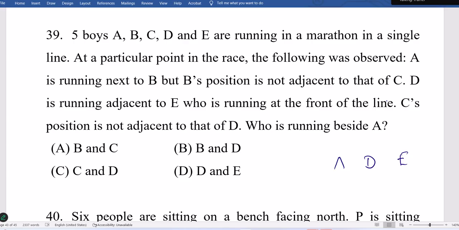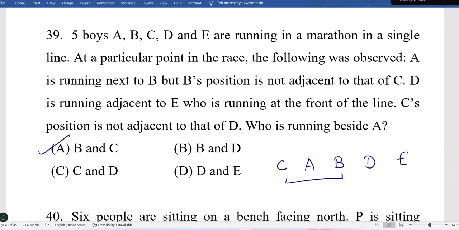So B after A. I think this will be who is running beside A, is B and C. I think this is what's suitable if we can observe. Right? E is running front of the line. B is adjacent to E. B is not adjacent to C, but A is running next to B, after B. Right. And you can observe that C's position is not adjacent to that of B.